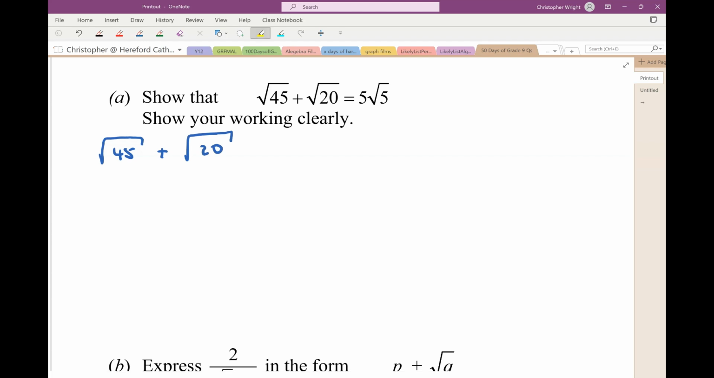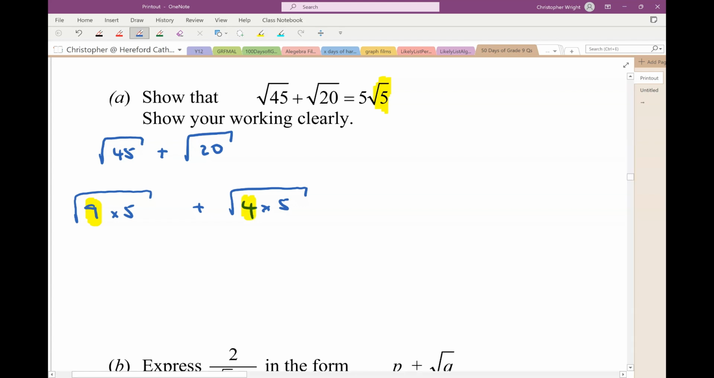Now there's a bit of a clue here. You see how we're aiming to end up with an answer which involves root 5s. Well, that kind of tells me that each of these, root 45 and root 20, I'm looking to split them into something times 5. In this case, 45 is 9 times 5 and 20 is 4 times 5. And now, as I hope you know, I can take the 9 and the 4 out of that square root by square rooting them. So the square root of 9 is 3. So the square root of 9 root 5 is the same as 3 root 5. I've taken the 9 out of the square root and square rooted it.